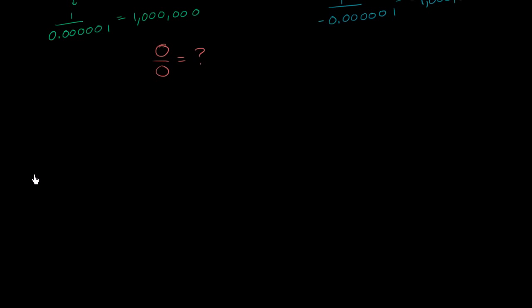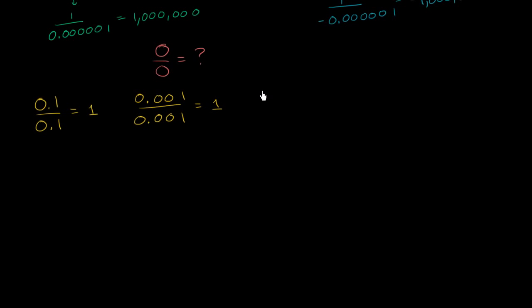Well, there's a couple of lines of reasoning here. One, you could start taking numbers closer and closer to 0 and dividing them by themselves. So for example, you take 0.1 divided by 0.1. Well, that's going to be 1. Let's get even closer to 0. 0.001 divided by 0.001. Well, that also equals 1.